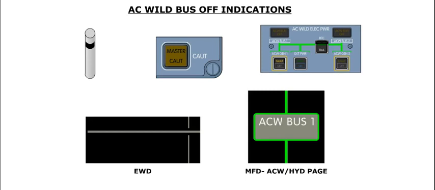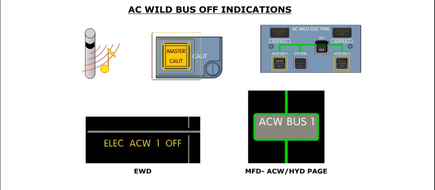The indications of an unpowered AC wild bus consist of a single chime sounds. Both master caution lights flash. An amber electrical AC wild bus 1 or 2 message is displayed on the EWD. The associated AC wild bus off light illuminates in amber. And an amber AC wild bus 1 or 2 off label is displayed on the MFD electrical page.